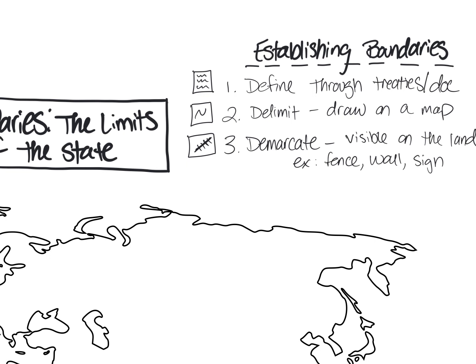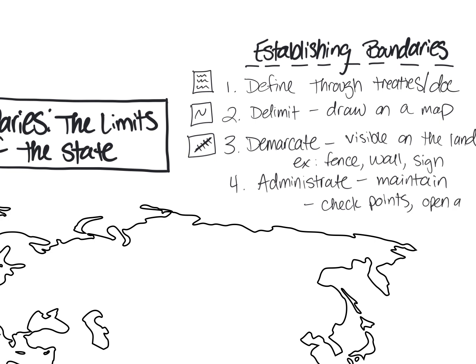Okay. The last thing that you have to do is figure out how the administration is going to work for that border. Okay, so basically that means how are we going to maintain the upkeep of this border? Like who's going to run it? So this could be checkpoints or open access. Those are kind of opposite things there, right? But if I have country A and country B, how are people and goods and money going to flow across that border?